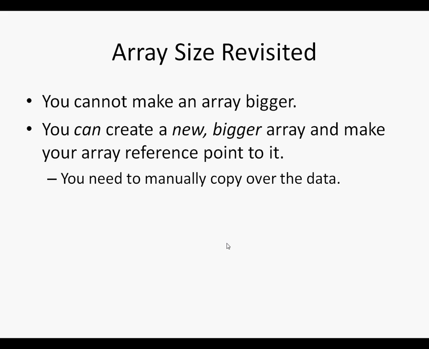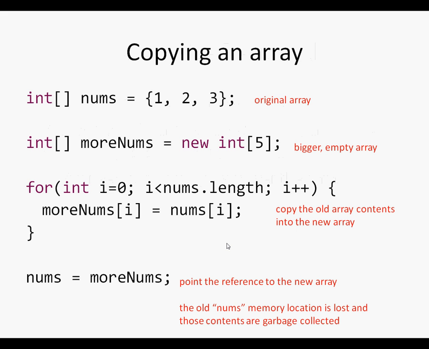What you have to do is create a new array that's bigger, and then make your array reference point to it. And you need to manually copy over all of that data. Okay, so this kind of makes it seem like you can make an array bigger, but you technically can't. This is just the way we do it in Java. If you need to store more things in an array, you can't make the array bigger, but you can declare a new array that's bigger, copy all the elements over, and then make your array reference point to it.